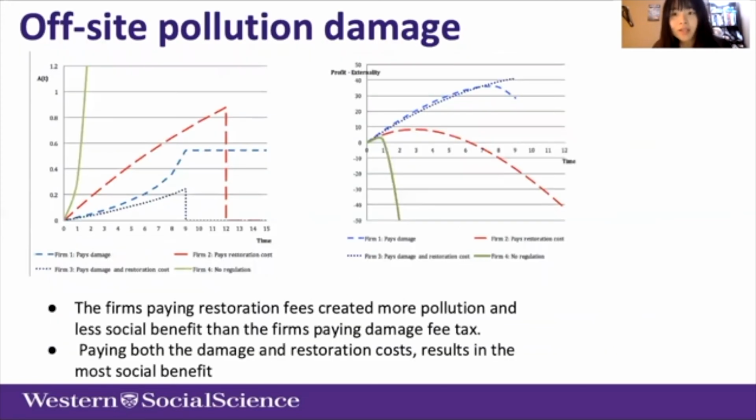Another quantitative analysis is focused on the offset of pollution damage. We can see that the firms paying the restoration fees, which are firms 2 and 3, create more pollution and less social benefit compared to the firms paying the damage tax. For firm 3, paying both damage and restoration costs results in the most social benefit in the end. However, it requires a firm to spend a lot on environmental costs.